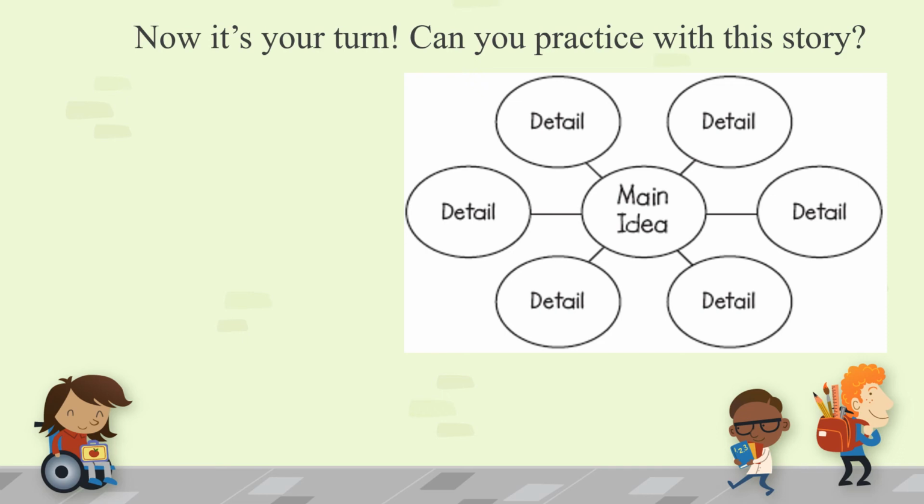So now it's your turn to make a main idea and details chart. You can do main idea and details with a lot of different things. You could do it with a picture. You could do it with an event that happened. You could do it with a TV show that you watched. You could put the main idea and the details of the show. I like doing main idea and details with a story or with a text.